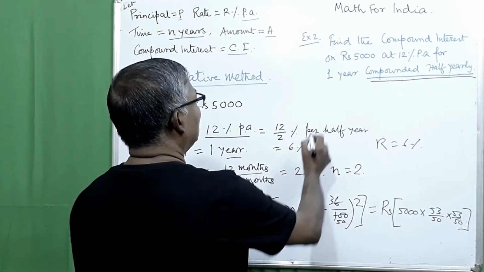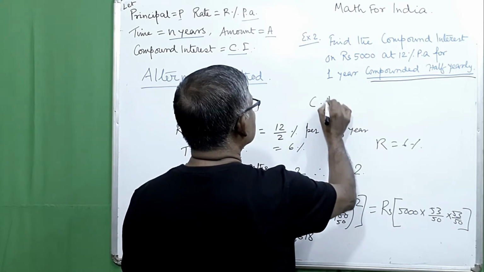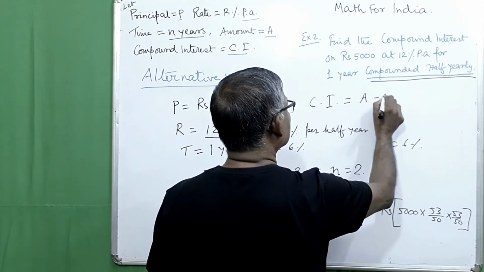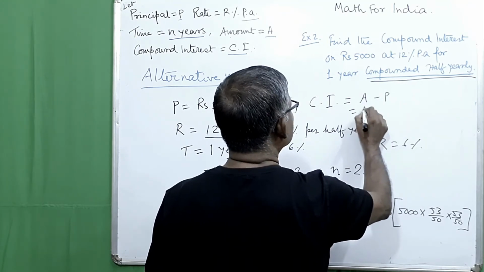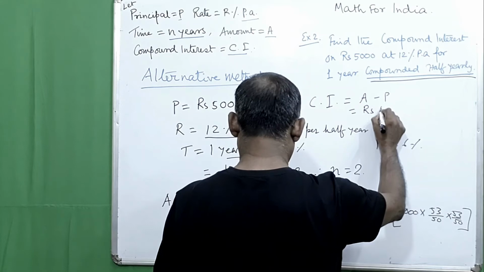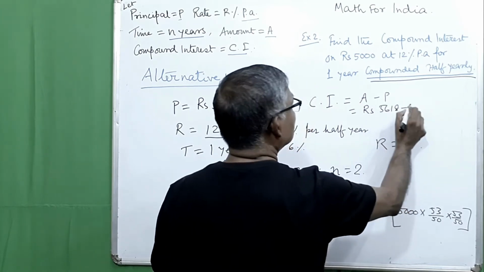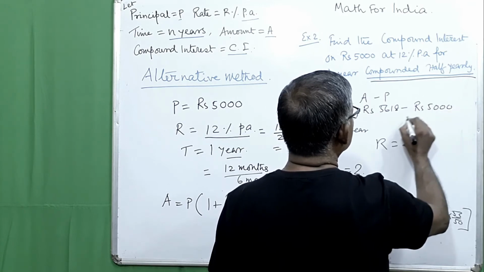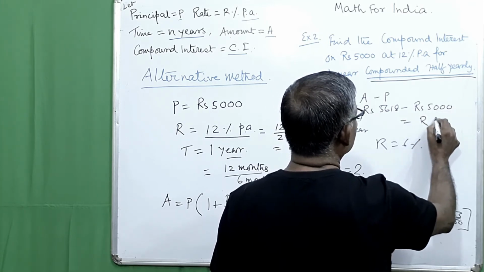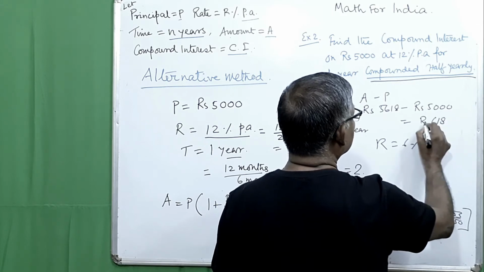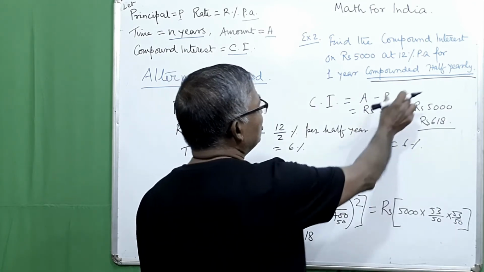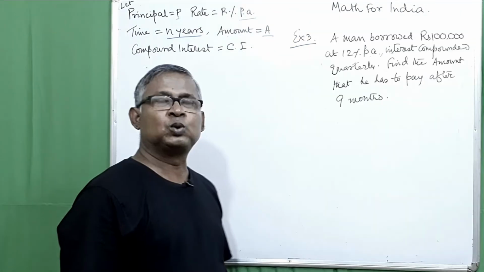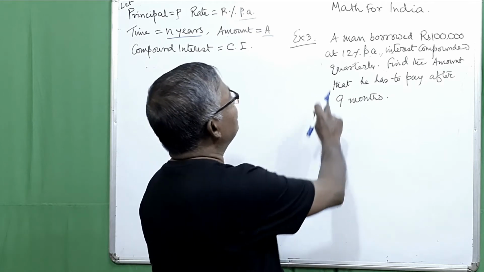Now, what would be the CI? That is compound interest equal to A minus P, that is rupees 5618 minus rupees 5000, that is rupees 618. So the compound interest will be 618. Students, let us consider the problem.